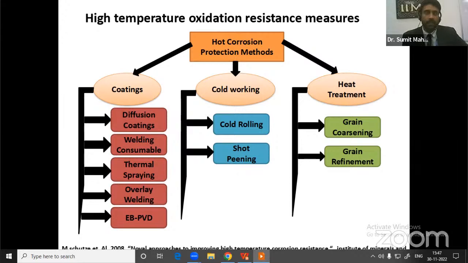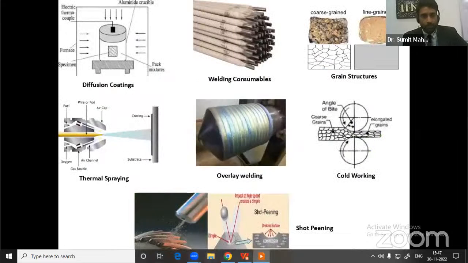So we provide certain types of coatings to the material so that it can be protected from hot corrosion, or you can say environmental impurities. The first one is diffusion coating. I'll show you some of the figures. So this is a figure of diffusion coating. We provide a coating to the material which has high corrosion resistance, like aluminum oxide, so that the material can be protected against hot corrosion.